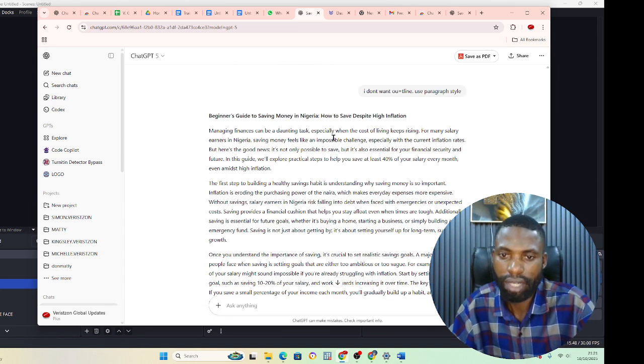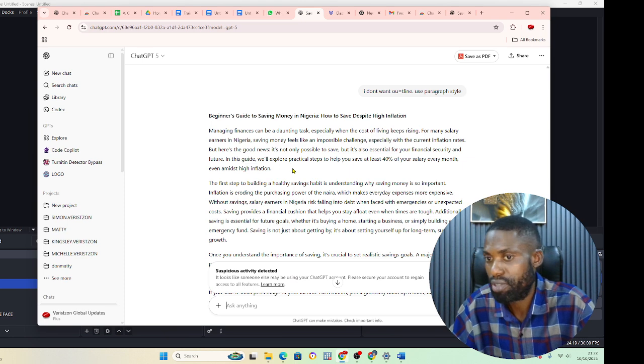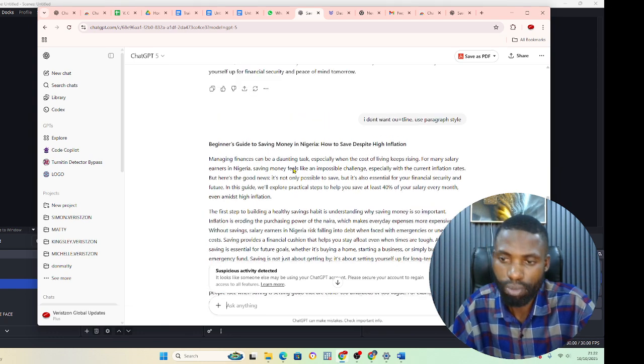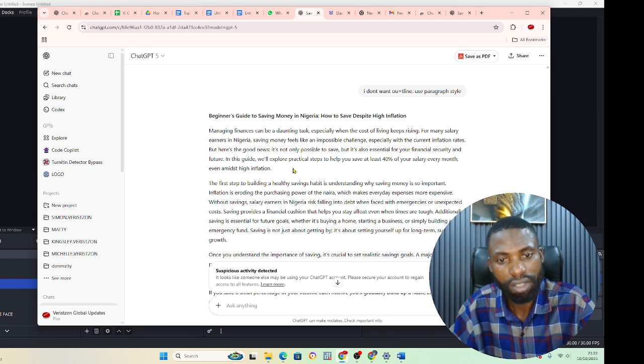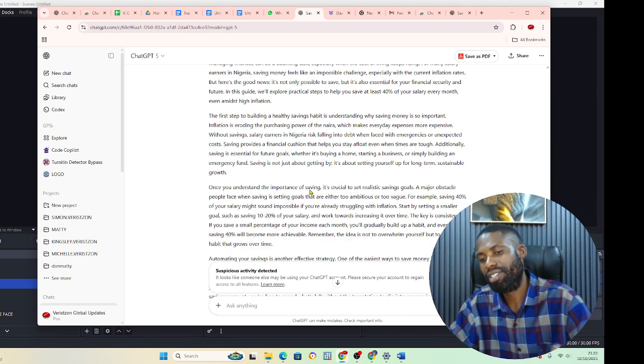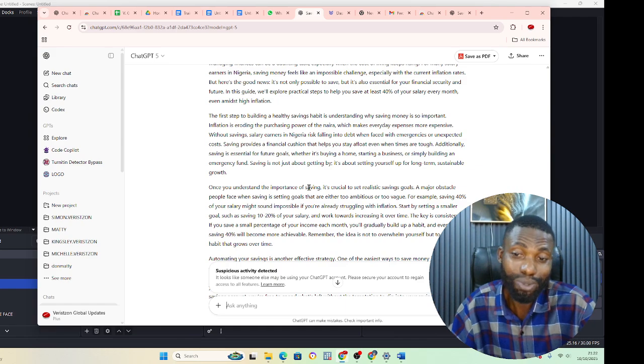Managing finance can be a daunting task, especially when the cost of living keeps rising. For many salary earners in Nigeria, saving money feels like an impossible challenge, especially with the current inflation rates. But here is the good news. It's not only possible to save, but it's also essential for your financial security and future. In this guide, we will explore practical steps to help you save at least 40% of your salary every month, even amidst inflation. When you put it like this, somebody will be interested to read.